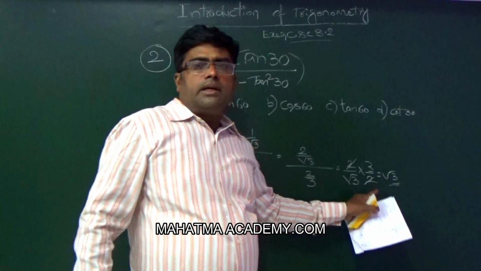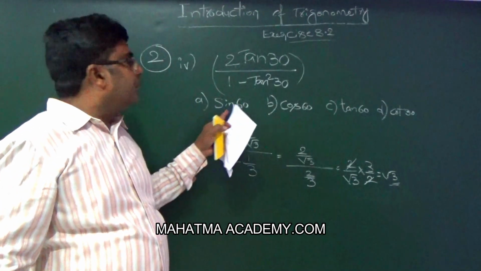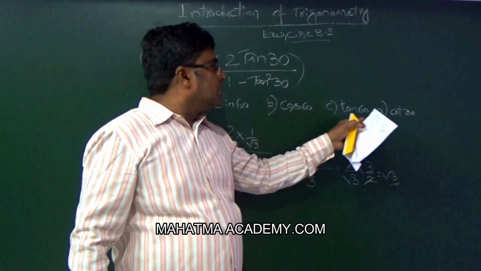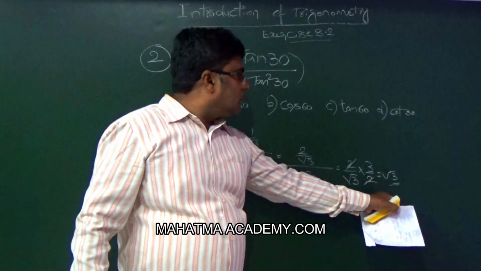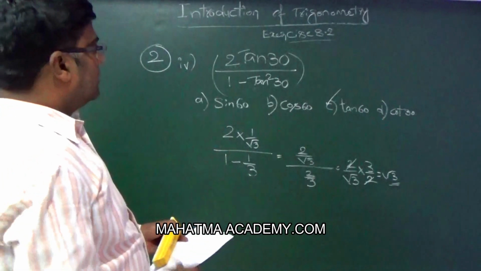This root 3 value is compared with the answers. Sin 60 is root 3 by 2, cos 60 is 1 by 2, tan 60 is root 3. So option C is the correct answer.